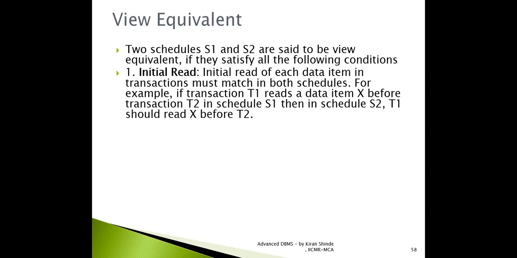The first condition is called initial read. It means the initial read of each data item in transactions must match in both the schedules. For example, if transaction T1 reads a data item X before transaction T2 in schedule S1, then in another schedule, which is S2, T1 only should read X before T2. That is called initial read. What is the simple meaning of it? Any data item which is read by a certain transaction in one schedule at the beginning, in another schedule also, the same transaction should read the first value or the initial value of the same data item.